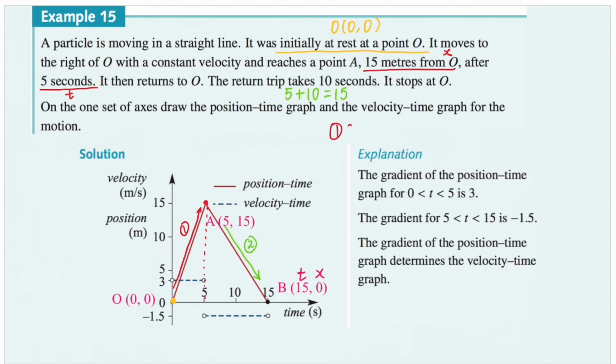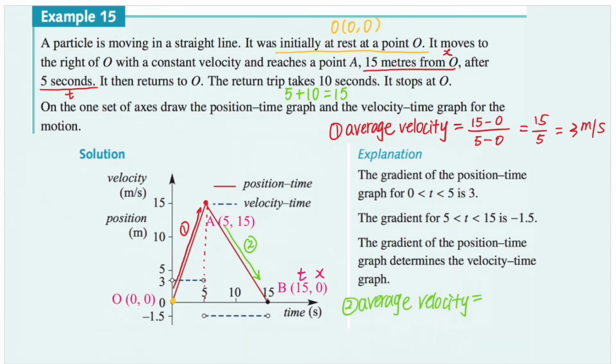Okay, so for linear function 1, the average velocity is going to be 15 minus 0 over 5 minus 0, which is 15 over 5, which is 3 meters per second. And the average velocity for our return trip is going to be 0 minus 15 over 15 minus 5, which is negative 1.5 meters per second. Now we know the average velocity. 3 meters per second is a positive average velocity, so that means we are traveling to the right.